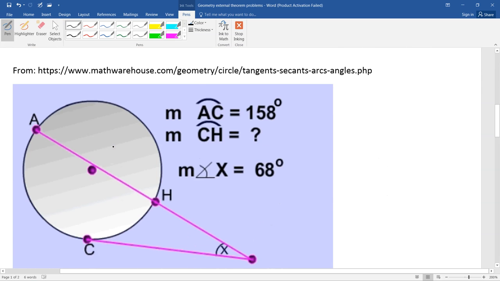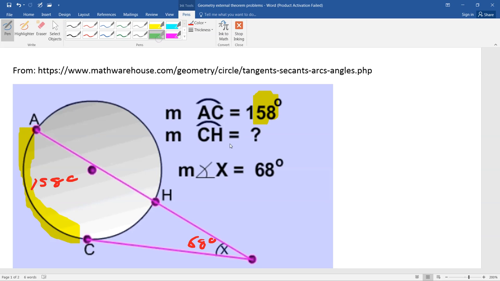The second problem has the exact same picture, same configuration, different information. So let's read this again and label the picture. AC is given to us again. That's 158 degrees, the measure of the arc that goes from A to C. And in here they give us that x is 68 degrees. In this case, the unknown is the measure of CH.